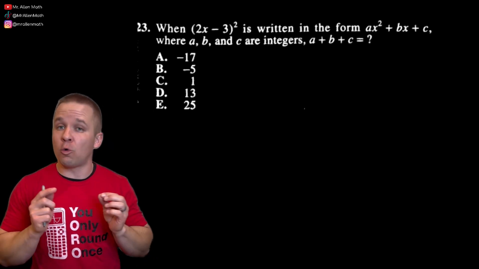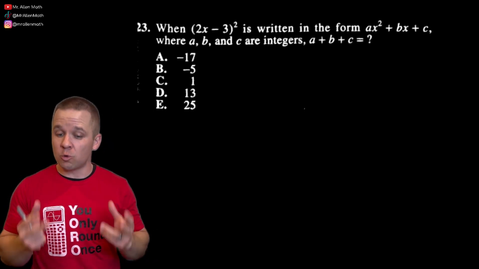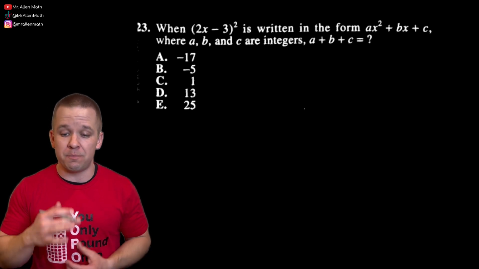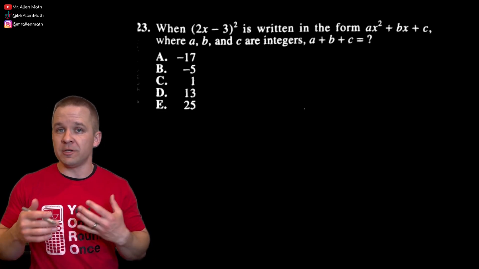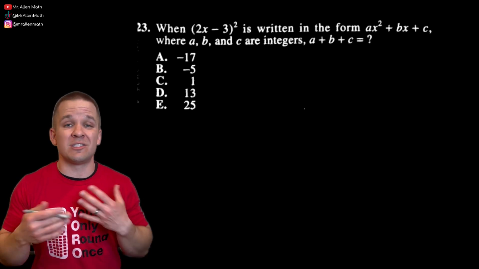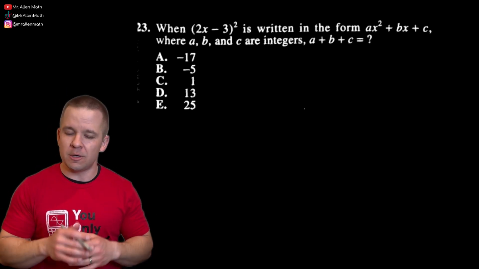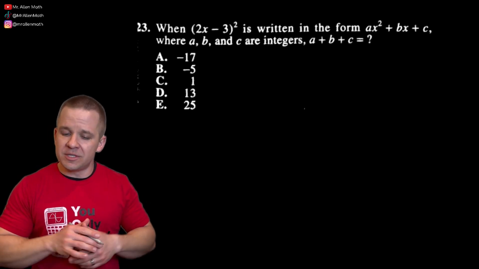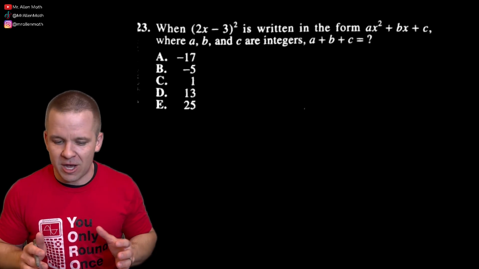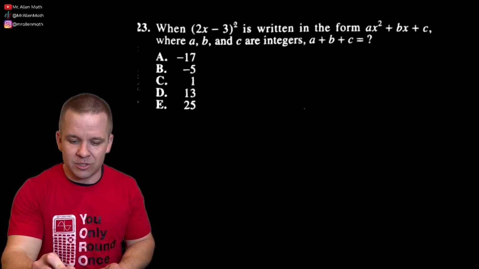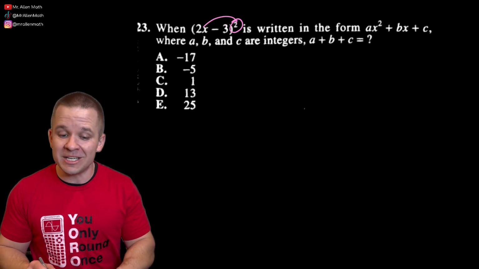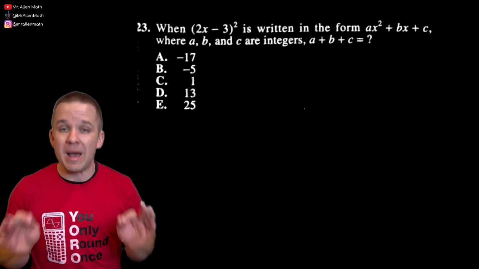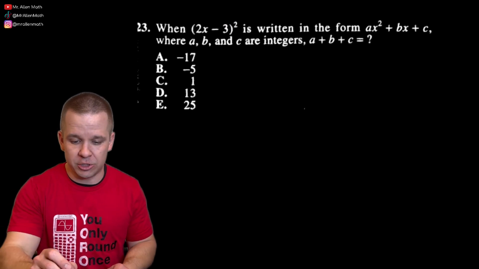It says when the quantity 2x minus 3 squared is written in the form ax squared plus bx plus c, where a, b, and c are integers, what's a plus b plus c? Or sometimes it'll be worded, what's the sum of those 3 integers? So be ready for any kind of wording there. This is a spot for a classic mistake of Algebra 2 students. You tend to distribute this exponent across addition or subtraction, which is illegal and will end you in math jail, right?